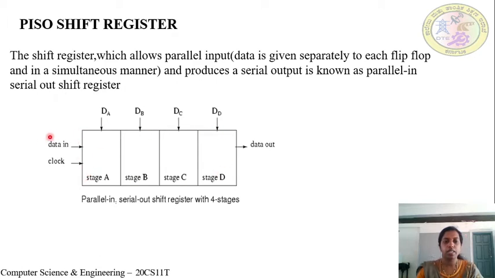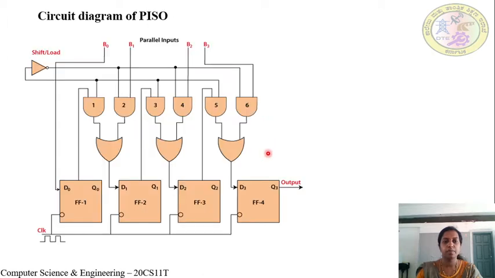We will see with the diagram. Here the data is being applied. So data is being given simultaneously through all the inputs, that is DA, DB, DC, DD, to all the different flip-flops, and a common clock is applied and produces the output. We will see the circuit diagram of a PISO.